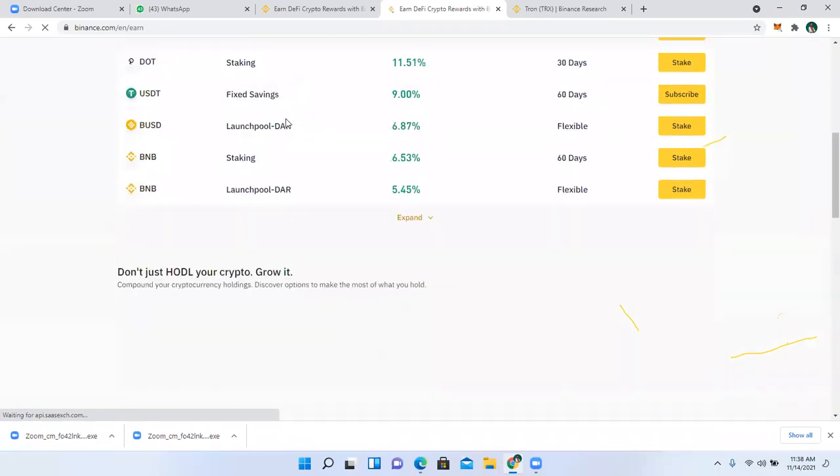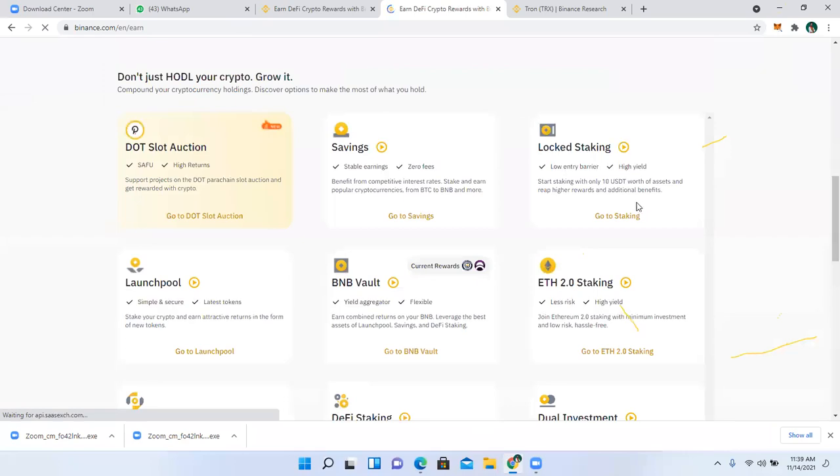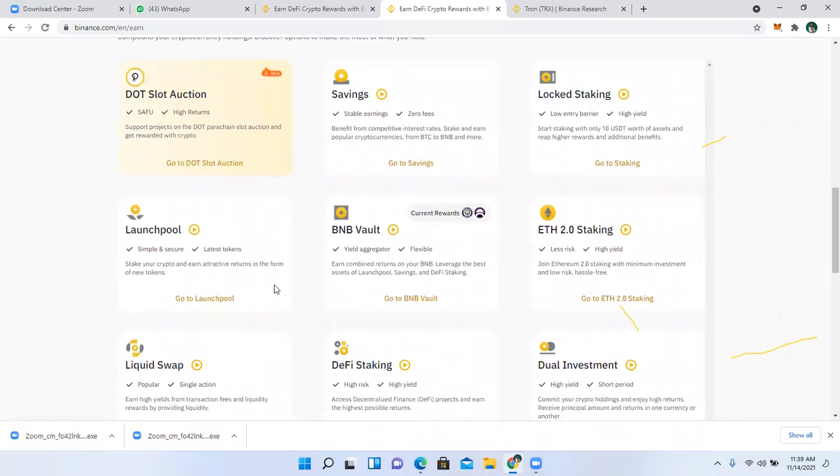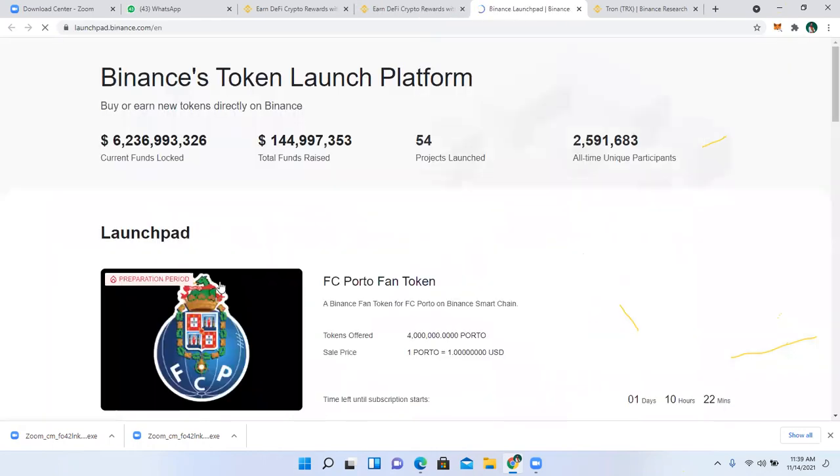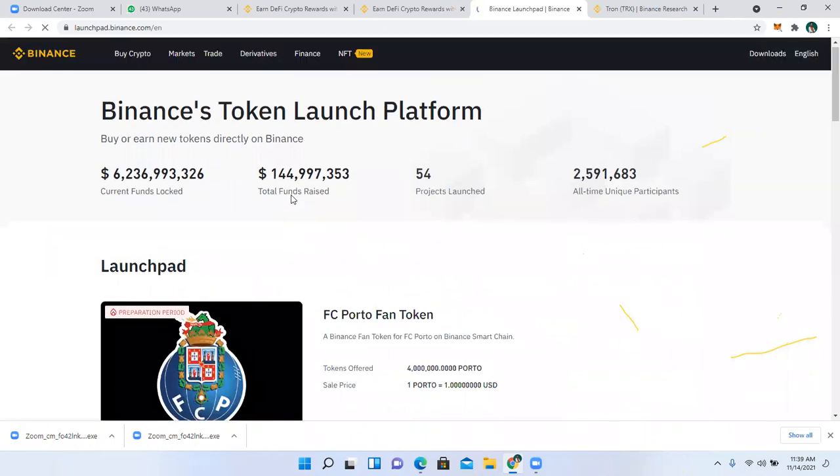Apart from Savings, the other stuff you can also do is Launchpool. Now, how do I explain Launchpool? Savings is personalized, but Launchpool is simply a place where people bring tokens together to earn a particular token. Let me just show you guys. Let's go to Launchpool and see what it looks like.